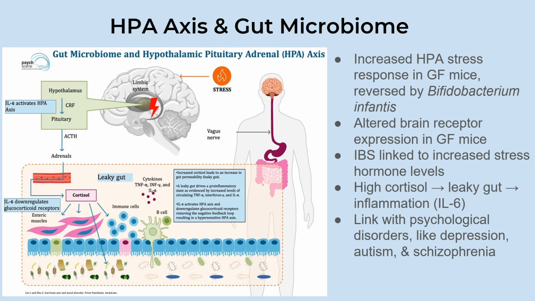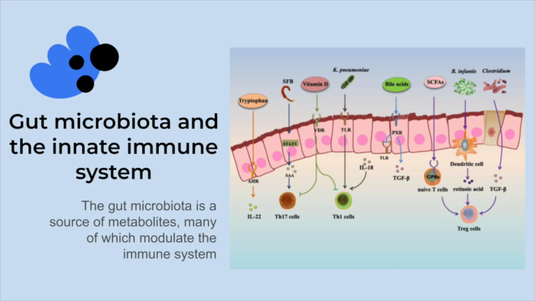Evidence suggests that an imbalance in the gut microbiome and the HPA axis is linked to psychological disorders like depression, autism, and schizophrenia, but more research is needed to further understand this complex relationship and discover alternative treatments to alleviate such symptoms. The gastrointestinal tract is rich with immune cells, which communicate with our gut microbes through a layer of mucus produced by goblet cells.